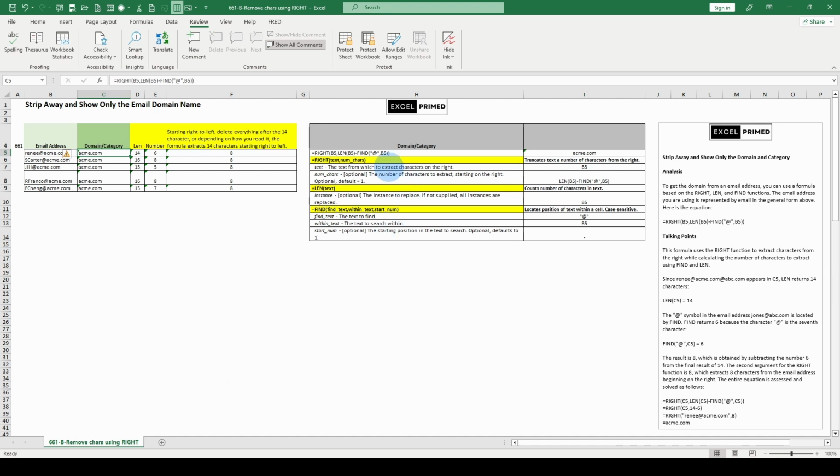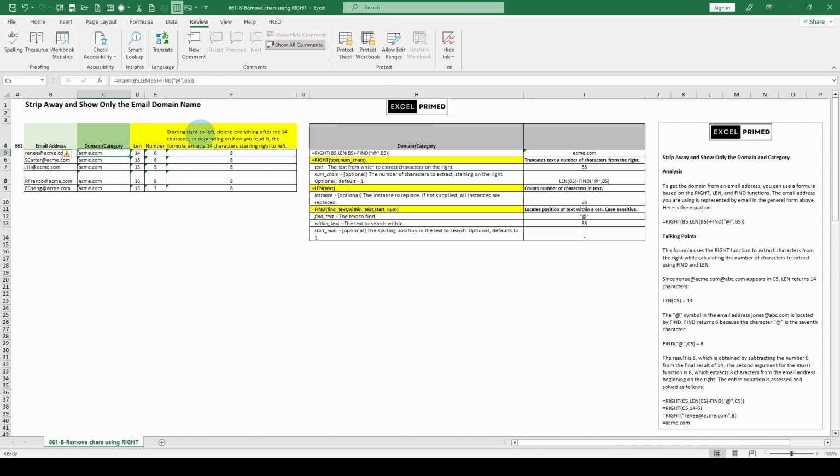Brad Williams, XL Prime. We want to keep everything after, starting right to left, using the RIGHT function. We want to identify the text here. It's going to be B5. The number of characters, we're not counting here. We're going to allow the LEN function to do this for us. How? We're going to identify a specific starting point and remove everything from that point left.